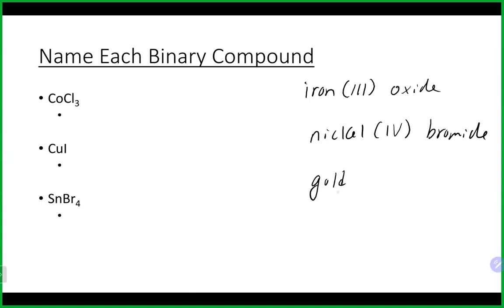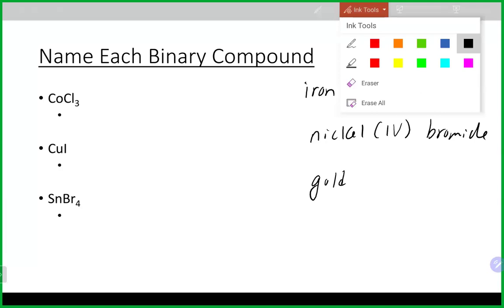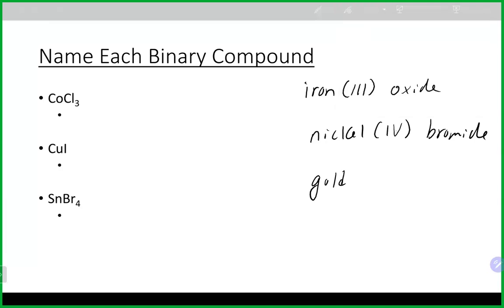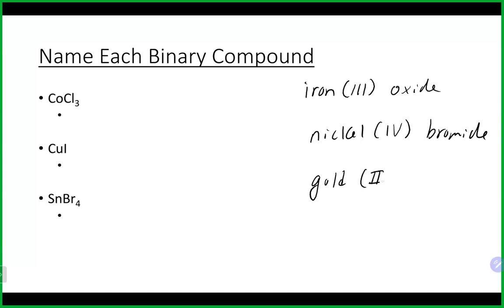Actually, let's do not that. Maybe let's do. Yeah, let's do it. Why not? Let's do gold 2 oxide. Gold is Au, by the way.